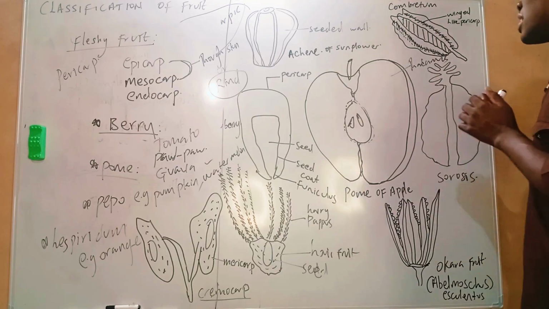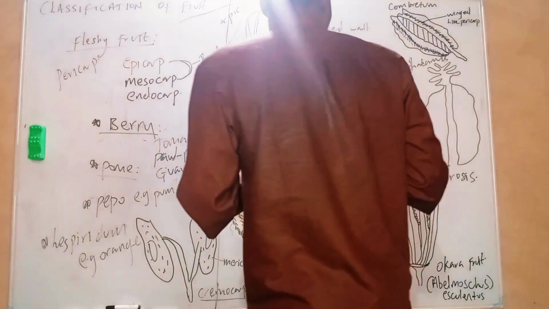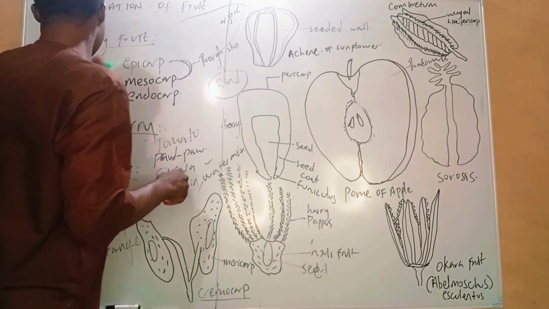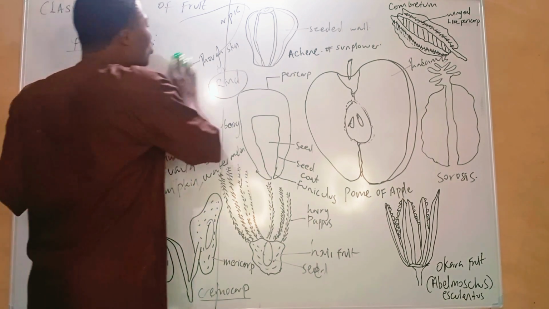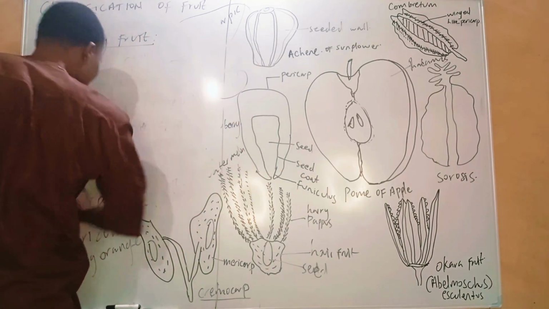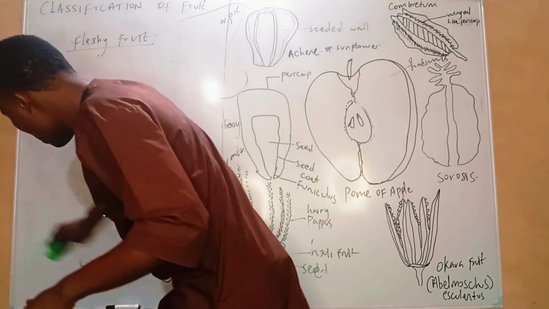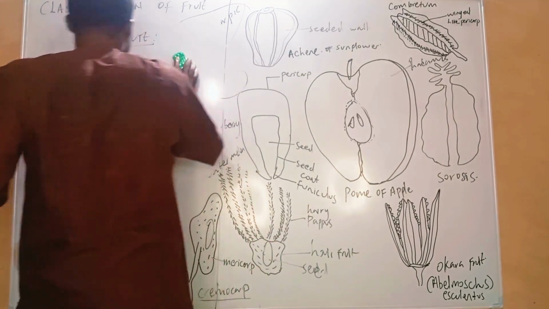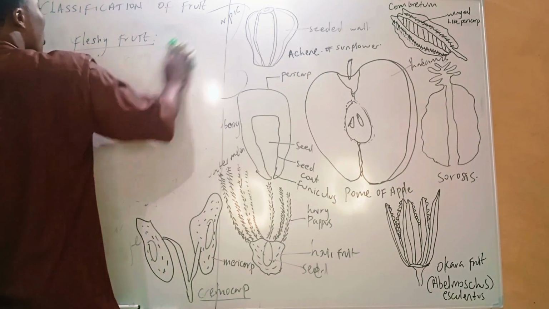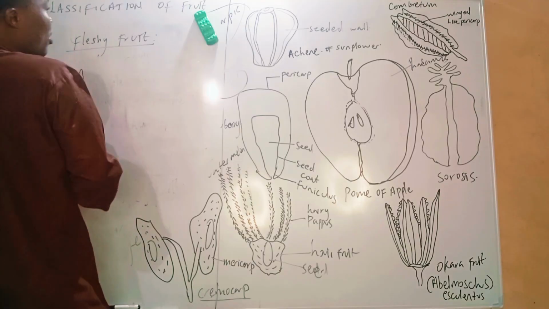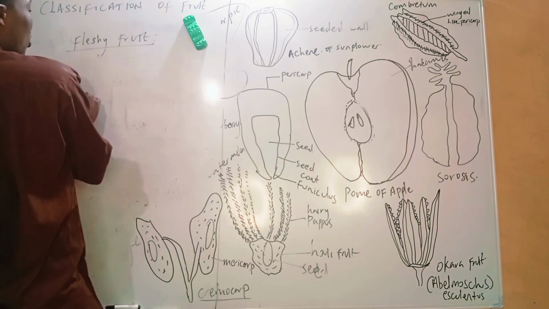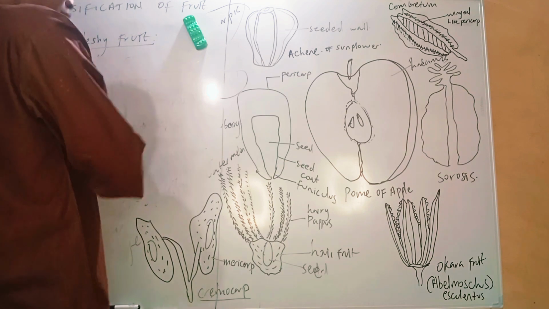Having known these things, I would like to quickly talk about what they call sorosis. Sorosis is actually a fleshy fruit, but a false fruit. That means sorosis is not from a fertilized ovary. But for us to understand what a sorosis really looks like, we have to go back to a multiple fruit. A multiple fruit is usually a fruit from many flowers, but they unite to form a syncarpous pistil. I said that already.